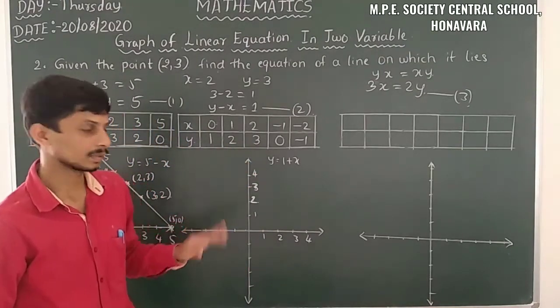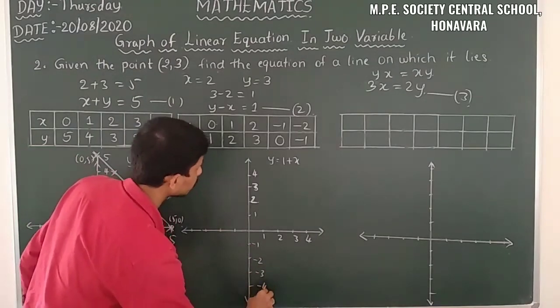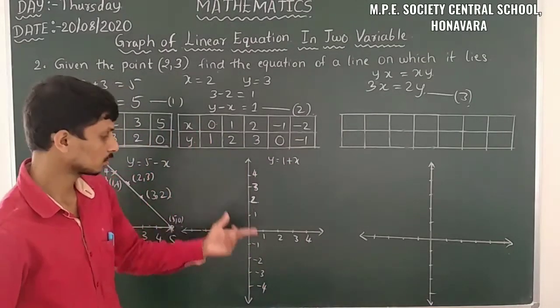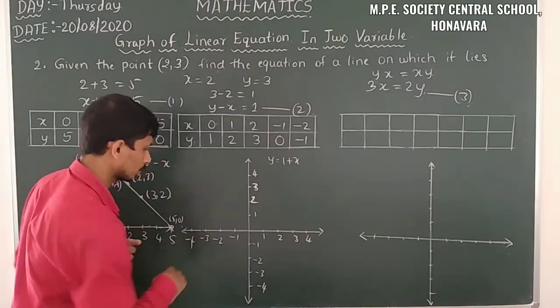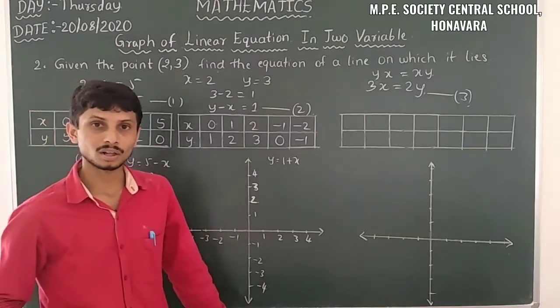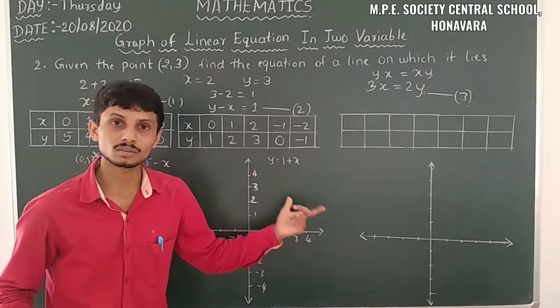Yes, 3 is the maximum here. No problem. Then minus 1, minus 2, minus 3, minus 4. So minus 1 is the highest there. No problem. Here it is: minus 1, minus 2, minus 3 and minus 4. Firstly, we have to write all the coordinates based on these coordinates.